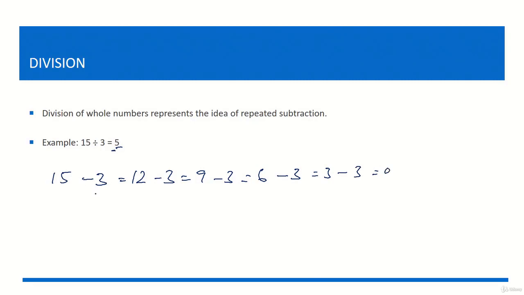So see how many times you did? 1, 2, 3, 4, 5 times you subtracted. You are going to get the 0. So this is the repeated subtraction. It's very simple. Let us understand one or two examples of division.